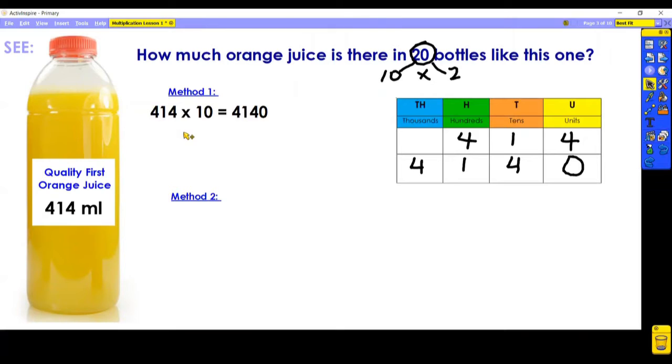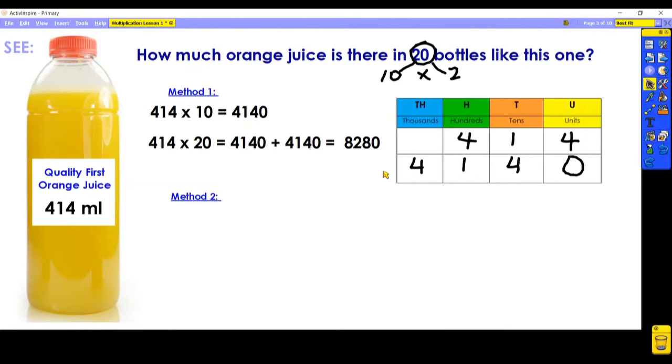Once I've worked that out, I knew I needed to add 2 lots of 4,140 to make 414 times 20 instead of 414 times 10. So what I did was I added 4,140 2 times. I added them up and I worked out that 4,140 added together 2 times was 8,280.